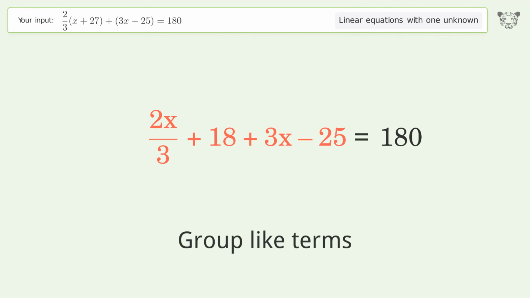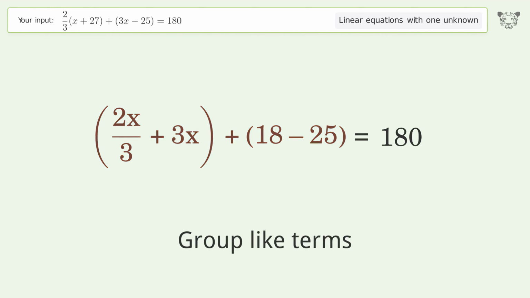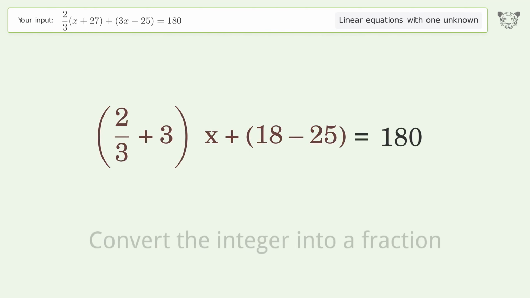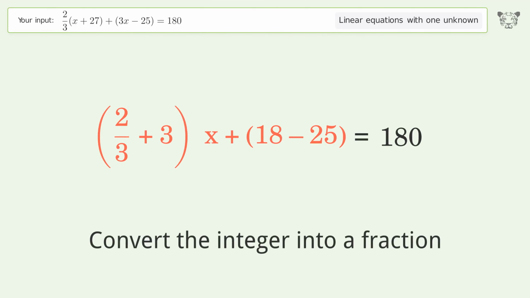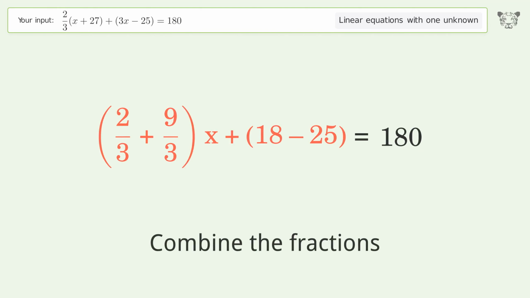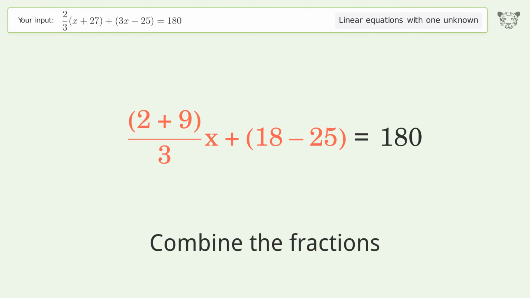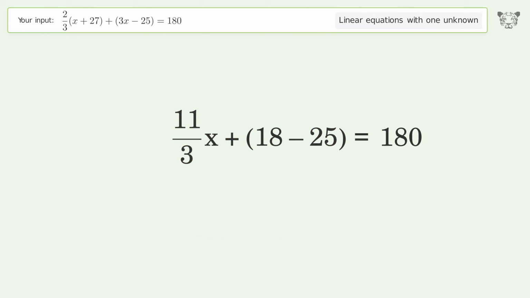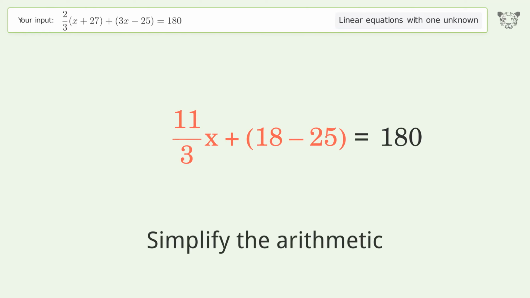Group like terms. Group the coefficients. Convert the integer into a fraction. Combine the fractions. Combine the numerators. Simplify the arithmetic.